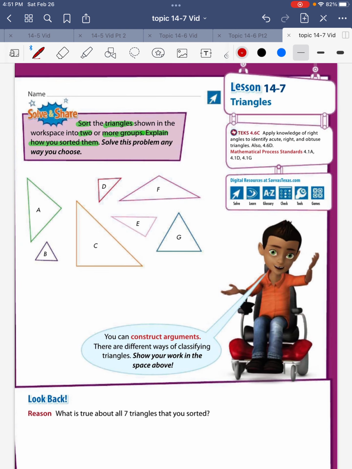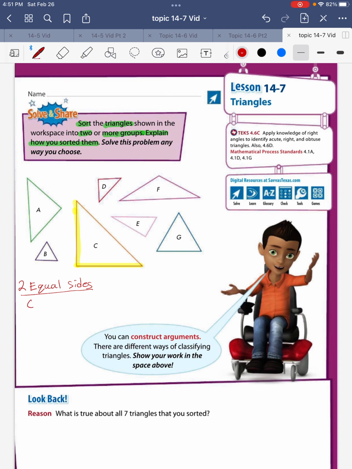I'm going to make my group and I'm going to write 2 equal sides. For that, I know I have C. I'm going to highlight it. It has one side here, one side here. They are equal. Okay, so I'm going to write C down.